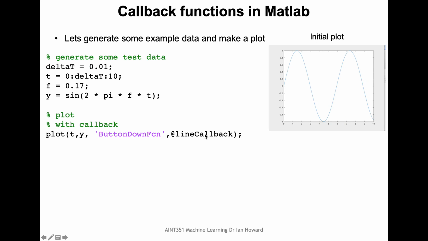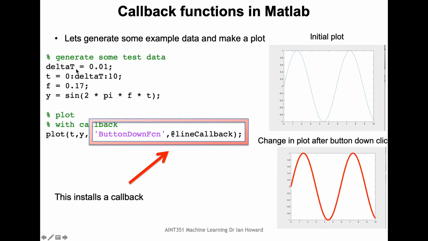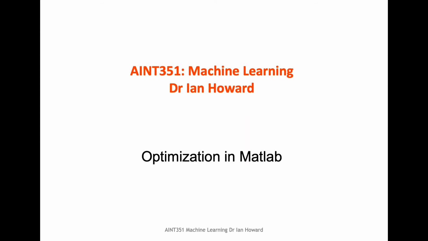So initially, the plot would maybe look like that, because I'm just setting it up by default. I'm installing the callback, and when I click the button down, it will then call the callback, and because I'm passing it some information about the plot, it's going to actually change and update the parameters. That's something you can easily try yourself. So that's just talking about callbacks, because like I said, that's something that we're going to use now in optimization.